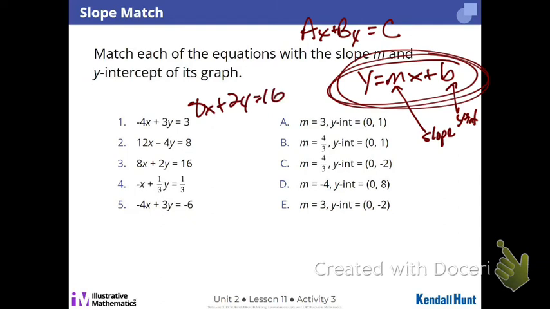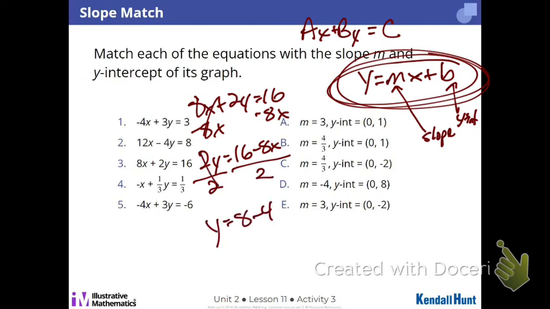Okay, 8x plus 2y equals 16. Asher, you help me. What am I going to do first to get y alone? Subtract 8x. Yep, I'm going to do it to both sides. So 2y equals 16 minus 8x. Now what? Divide by 2. Divide everything by 2. I get y equals 8 minus 4x.